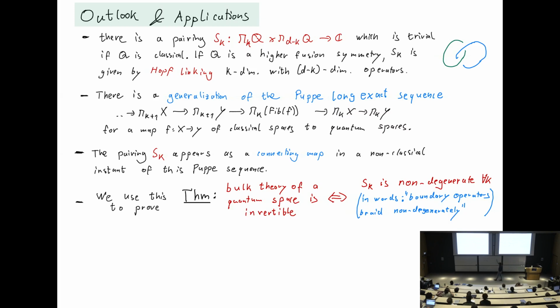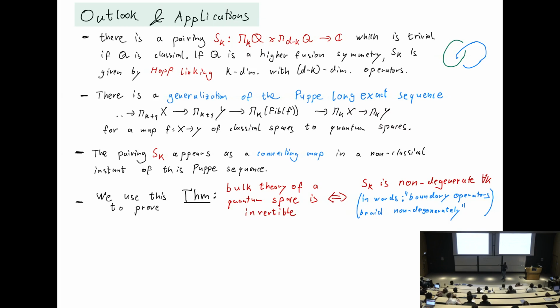theorem, that if I take such a quantum space, then the bulk theory is invertible. So this is something we know well in 3 dimensions, or in 2 dimensions for modular fusion categories. If the bulk theory is invertible, this is equivalent to the statement, and this is like a complicated categorical thing, right? There's lots of information contained in saying that the bulk theory is an invertible theory. But this is equivalent to something very, very low dimensional, just a question about matrices. Namely the statement that all of these matrices for all k are non-degenerate.